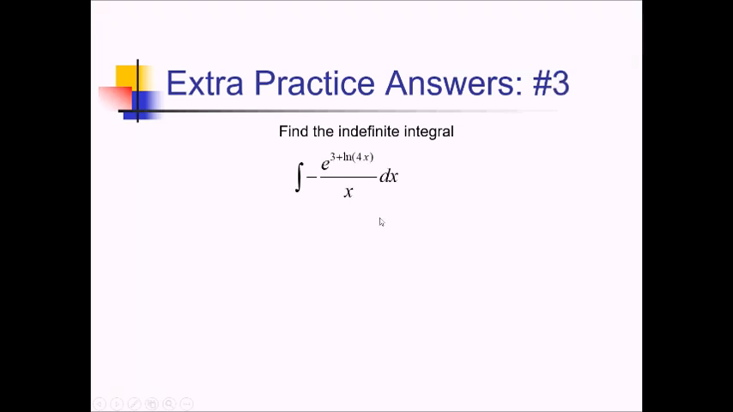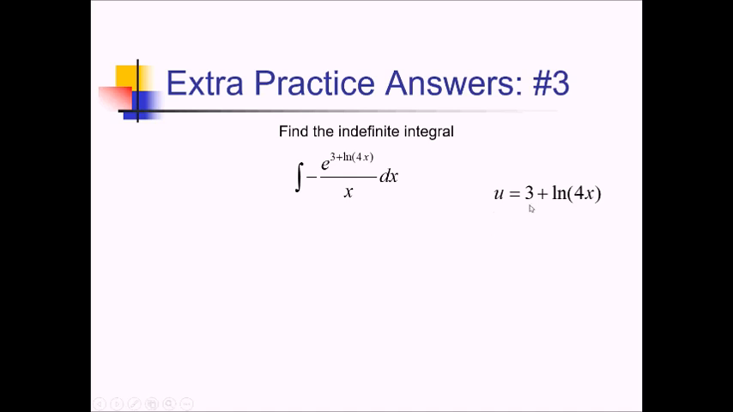On this problem, we're trying to take the antiderivative of this expression. One thing I notice is that I have an inner function, this 3 plus ln of 4x, whose derivative, something involving an x, is elsewhere in the problem. So let me start by doing some u substitution. I'm going to let u equal 3 plus ln of 4x.